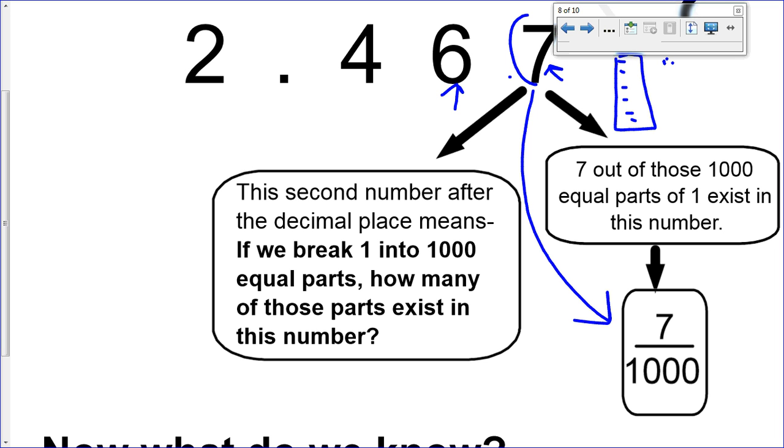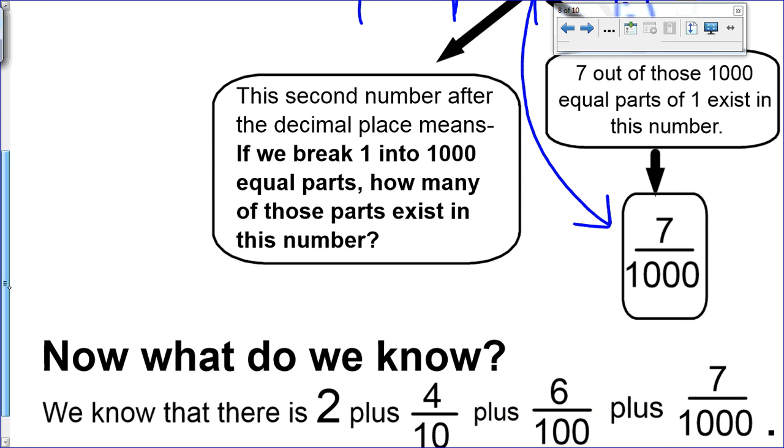Okay? So each number as we go, they're getting smaller and smaller and smaller and smaller. And that's the point. That is what decimals do.